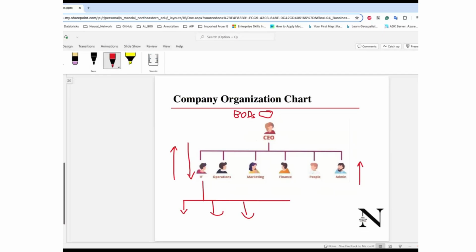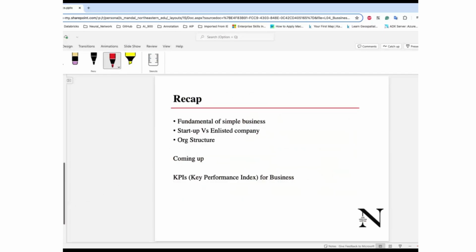So today I will stop here, in this lecture. Just a quick recap of what we learned from this lecture: what a fundamental simple business is, what a startup versus a listed company is, and what happens if you are going for a publicly traded company. So basically, from a coffee shop owner to an entrepreneur to, might be, a blue chip company one day.